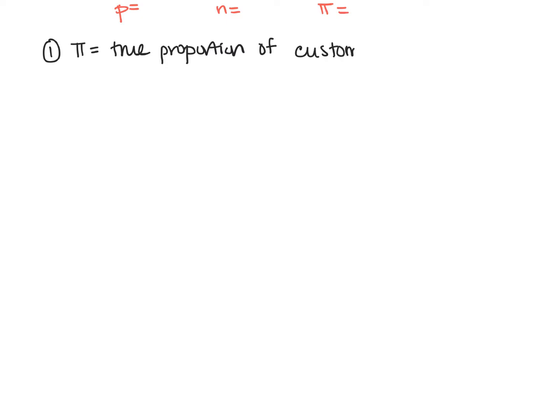Okay. Remember, there's 3 pieces of information we'll pull from this problem. P, sample proportion, N, sample size, and pi, of course. All right, let's get started. Step 1, let's define pi. Pi is the true proportion of customers that are very satisfied.